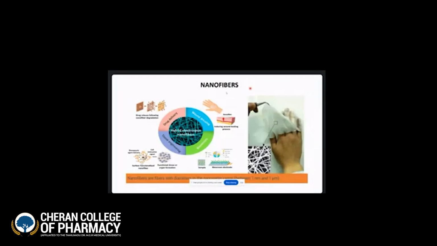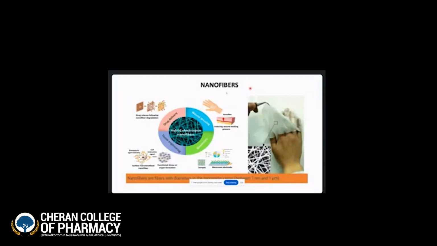In India, some institutions like CSIR and SRM, and some universities, are doing this type of nanofiber work. At UCSI University we are also doing nanofiber. If anyone wants to collaborate in future, we would like to collaborate. We are always welcoming you, and we can do collaborations anytime. We are looking forward to collaboration in future.